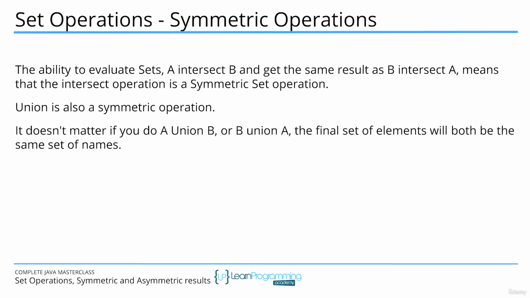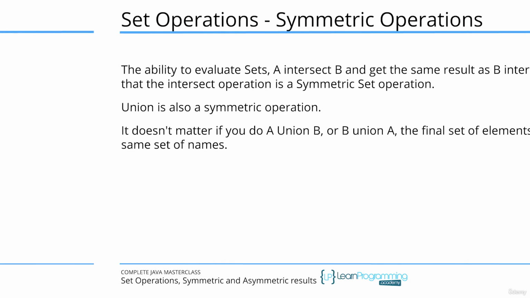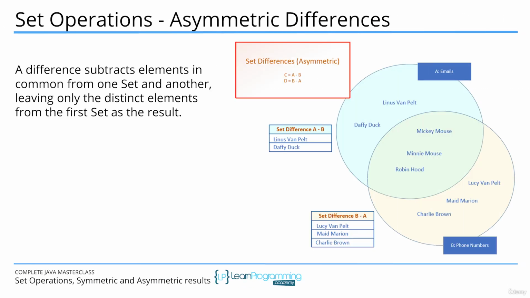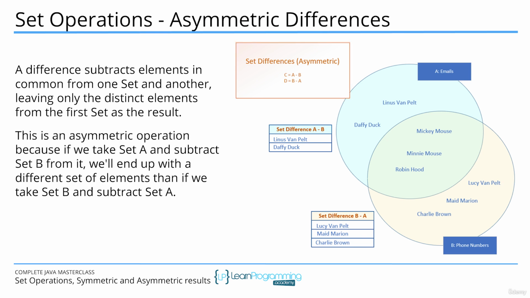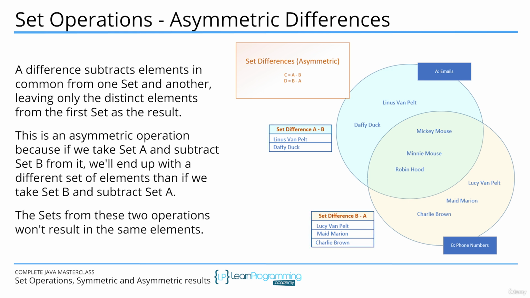Another useful evaluation might be to identify which elements are in one set but not the other. This is called a set difference. A difference subtracts elements in common from one set and another, leaving only the distinct elements from the first set as the result. This is an asymmetric operation because if we take set A and subtract set B from it, we'll end up with a different set of elements than if we take set B and subtract set A. The sets from these two operations won't result in the same elements. Let's see what this looks like in our code.